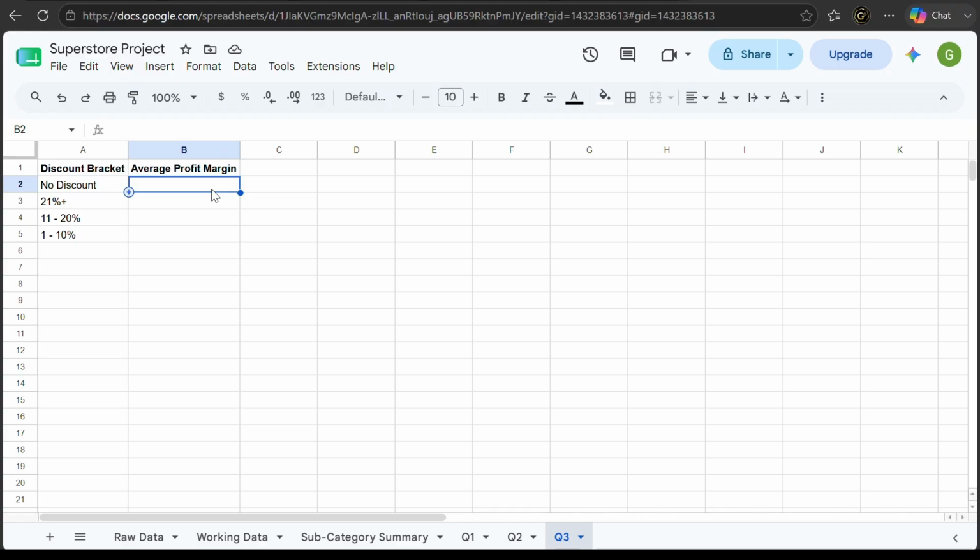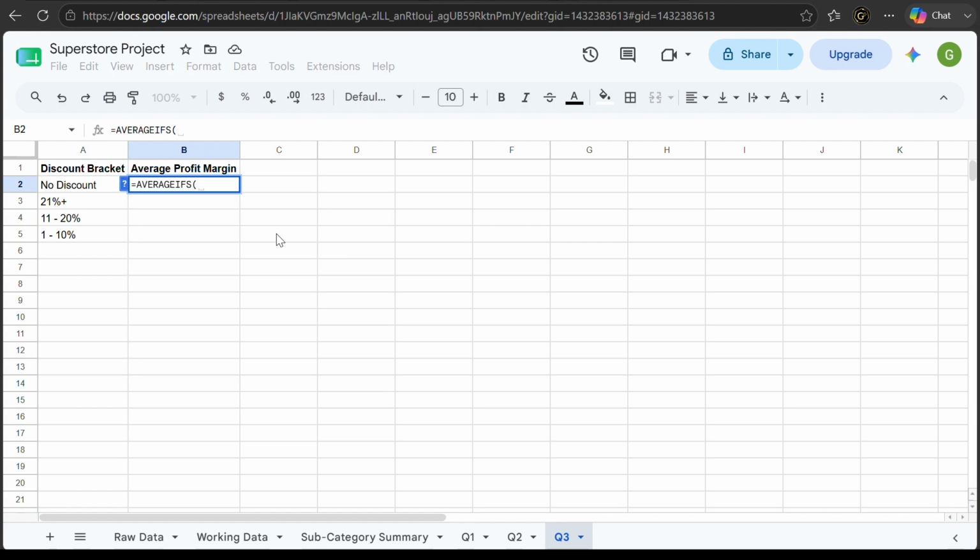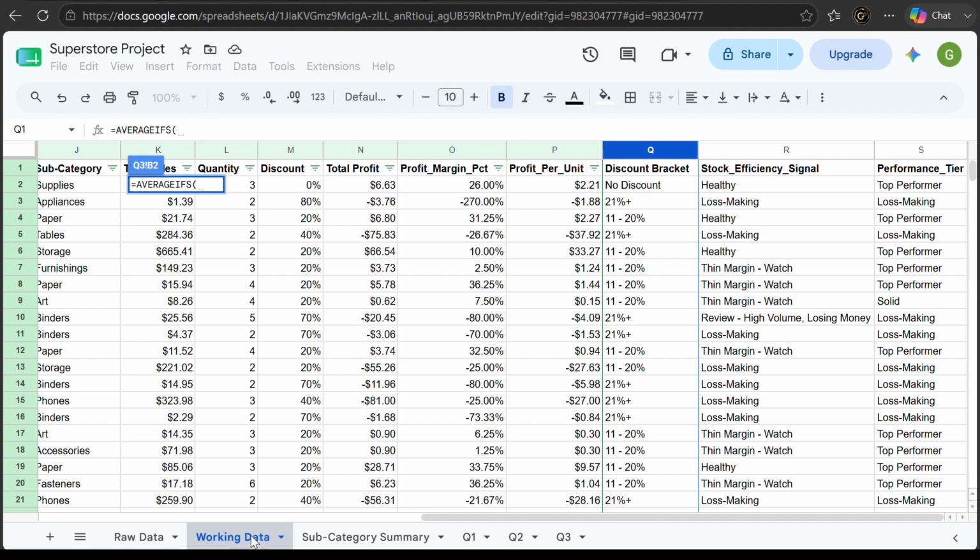So this is what we have here, and then I'm going to select the profit margins also, but this time remember I said I'm going to use AVERAGEIFS, so that will be equals AVERAGEIFS, right? Now for this AVERAGEIFS, let us go to our working data. And now where's our profit margin? Column O is our profit margin, right? So I want to select only from the second value, which is the 26%, and then I'm going to put my comma.